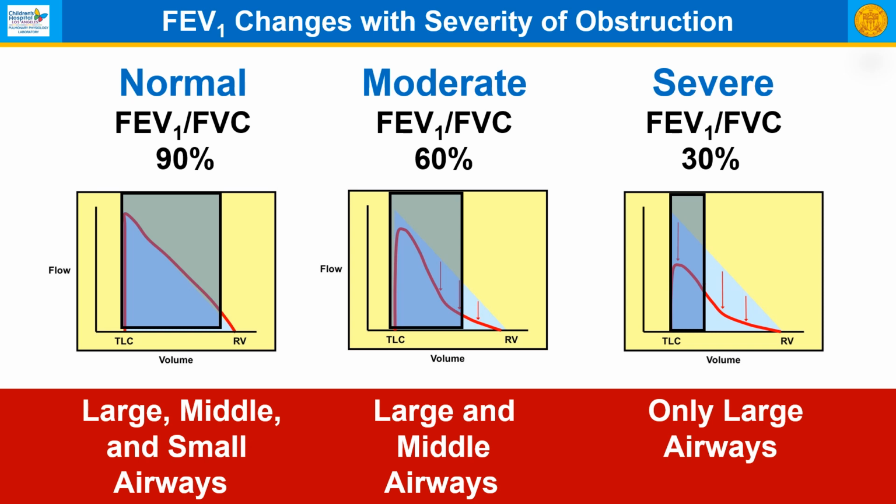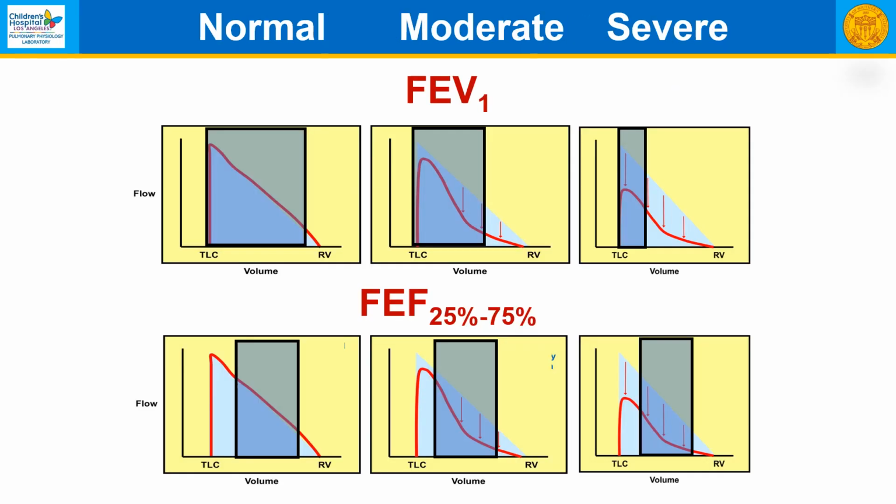So the key here is that depending on the degree or the severity of airway obstruction, the FEV1 reflects anywhere from large, middle, and small to only large airways. In contradistinction, the FEF 25-75 always reflects the middle half of the curve, no matter what the degree of obstruction.